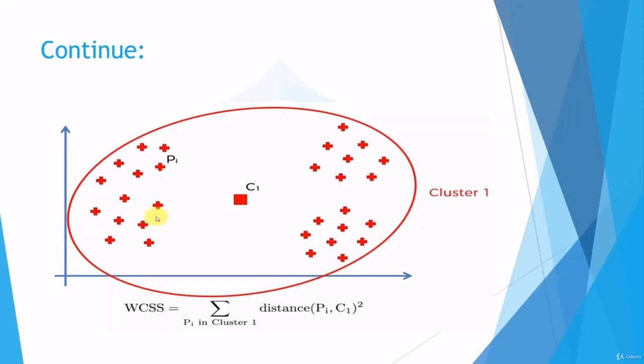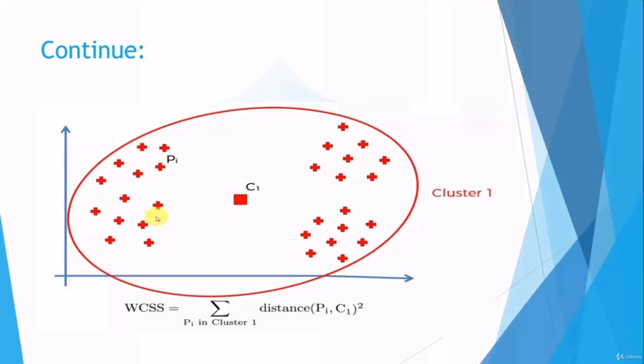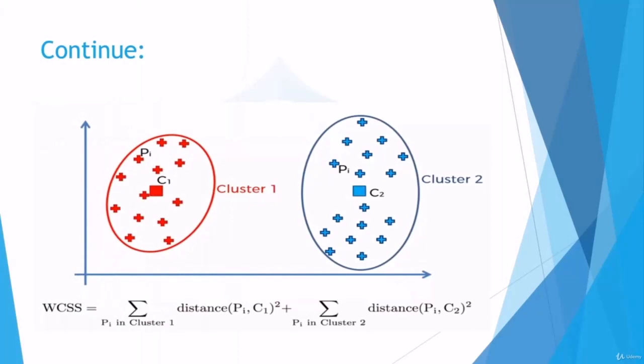The main concept of WCSS is that to choose a better number of clusters, the WCSS value should be less. So if we choose a single cluster, then the distance value will be very large. To reduce this, we are now going to choose 2 clusters. So these are our 2 clusters, C1 and C2, with their centroids. Now the same formula will be applied, but instead of calculating only for cluster 1, we will now also add the distance for cluster 2.